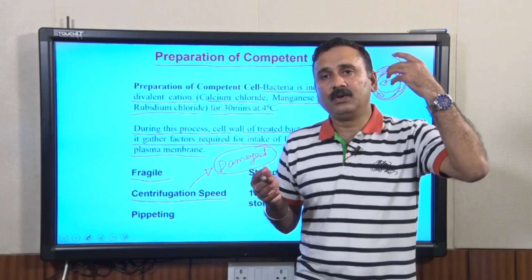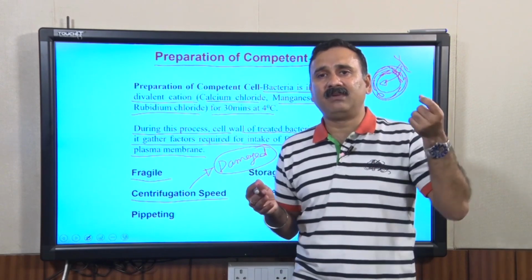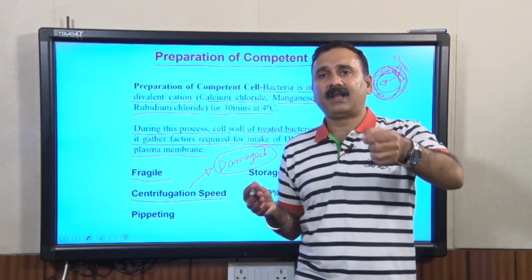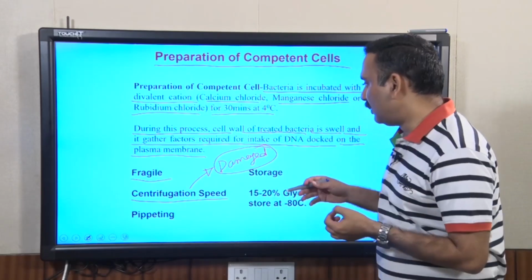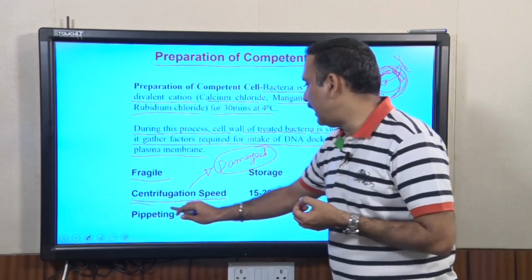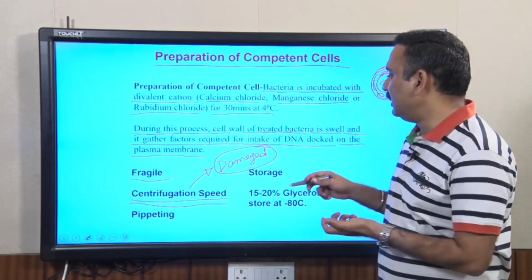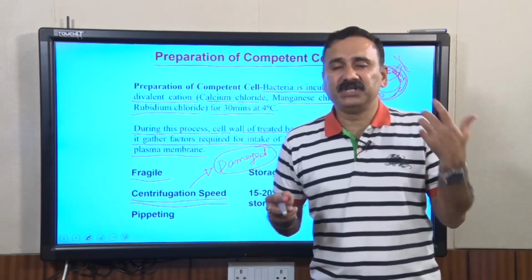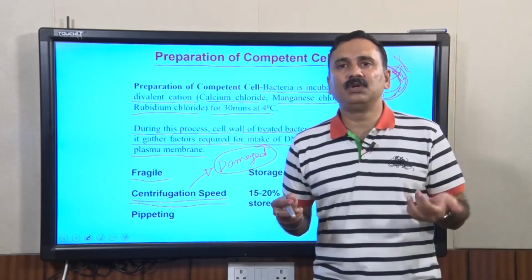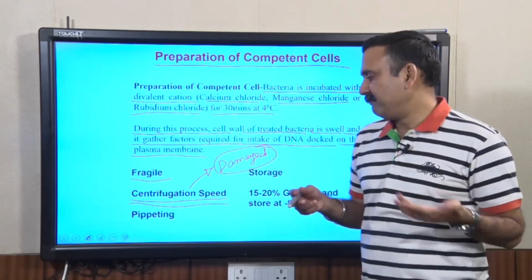So, you swell to such an extent that the plasma membrane, the DNA is getting access to the plasma membrane. Because of that, if you spin at a very high speed, the high speed spinning is going to give them the shear stress, and that will eventually lyse the bacteria.